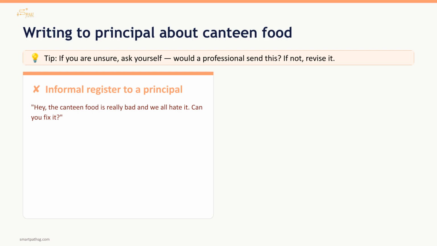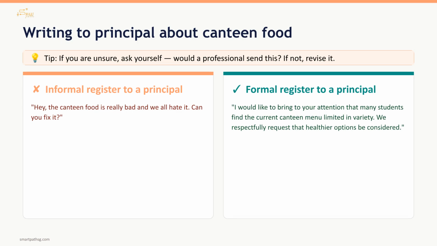This is an official audience, so we must use a formal register. Now, compared to the example on the right, notice the huge difference in approach. The language is respectful. "I would like to bring to your attention," instead of a direct complaint. They use polite distance and formal vocabulary, stating that students find the current canteen menu limited in variety. Finally, the request is phrased respectfully. "We respectfully request that healthier options be considered." This is the kind of professional, well-structured feedback that secures full marks for register. Remember, you should choose the right words to match your audience.